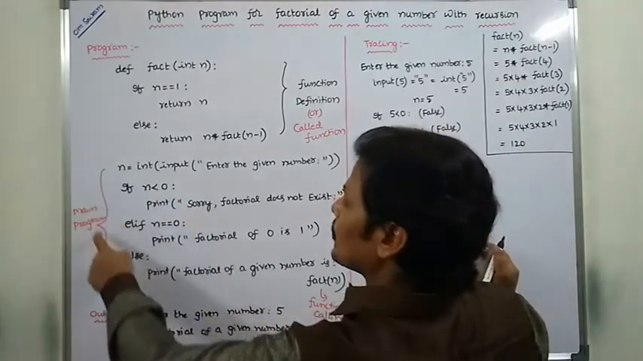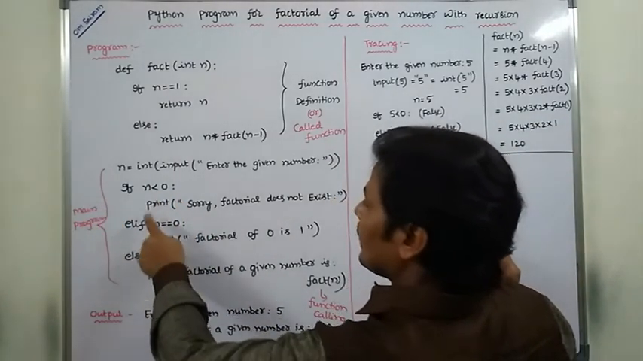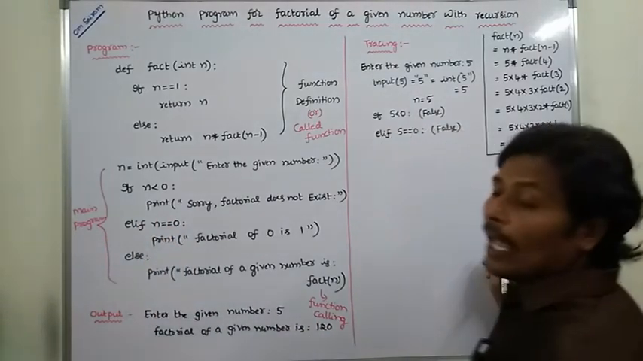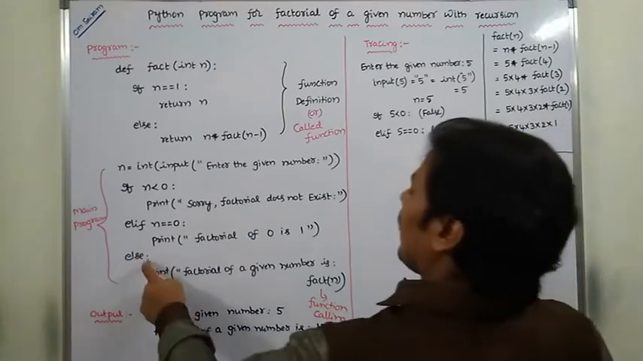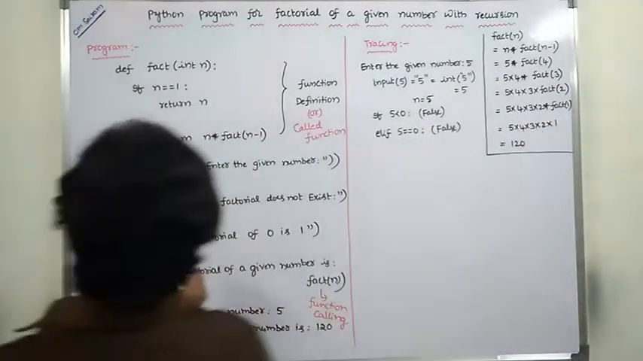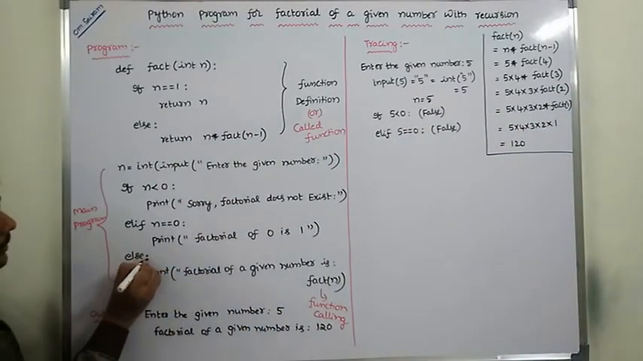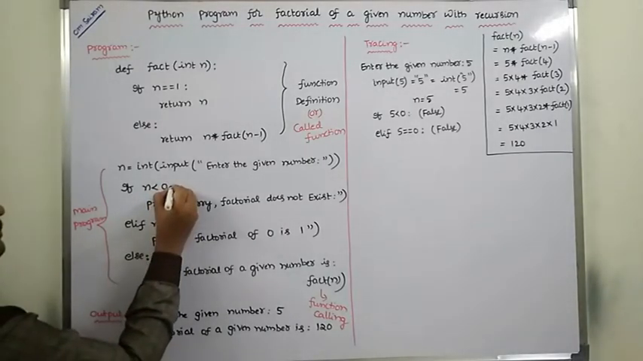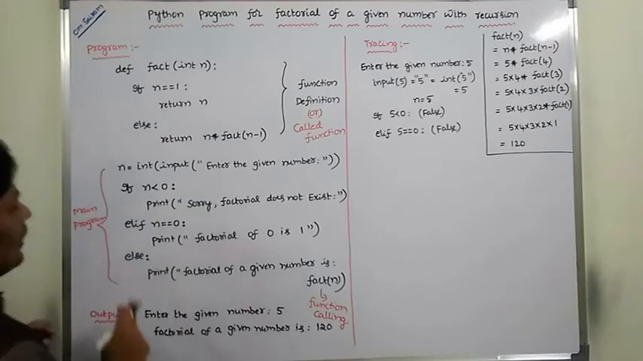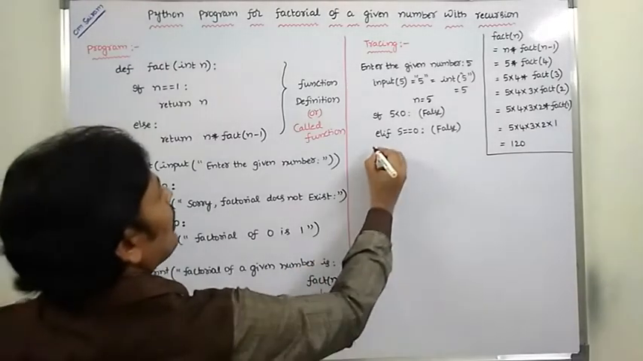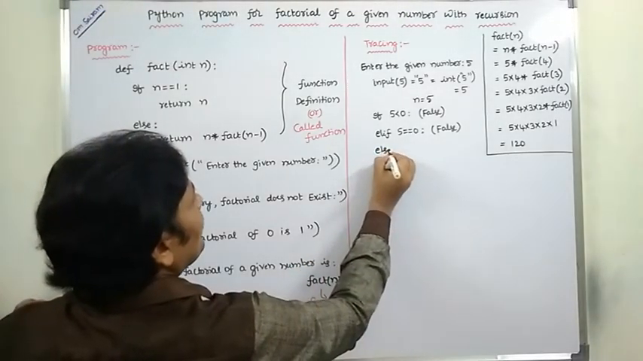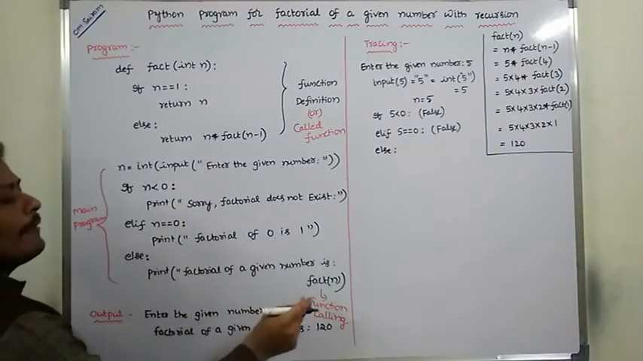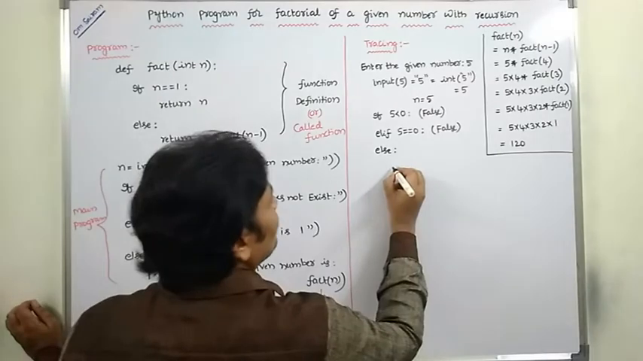So this condition is false, and the control goes to the else if. This condition is also false, so again the control goes to else. In the else, what is there? Here this is the colon. Colon is compulsory. Go to the else block. In the else block, what is there? Factorial of a given number is fact of n.